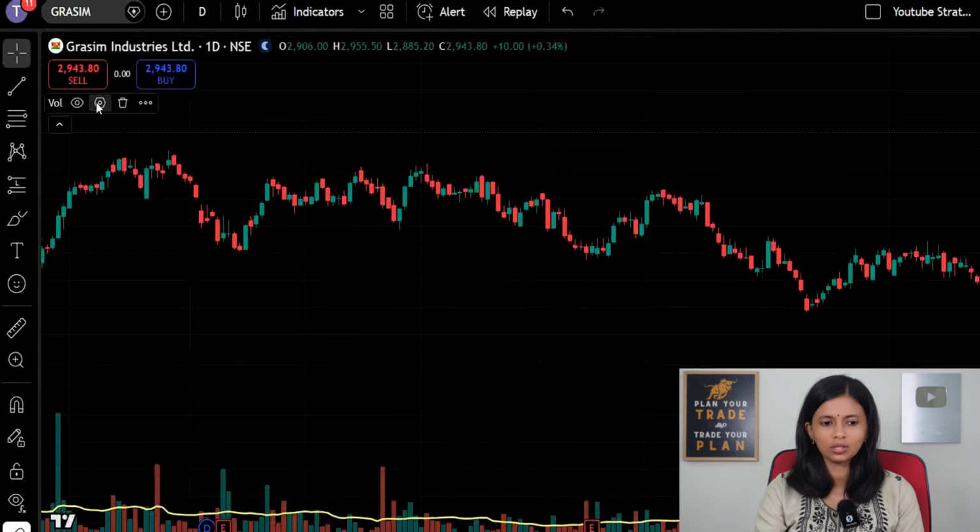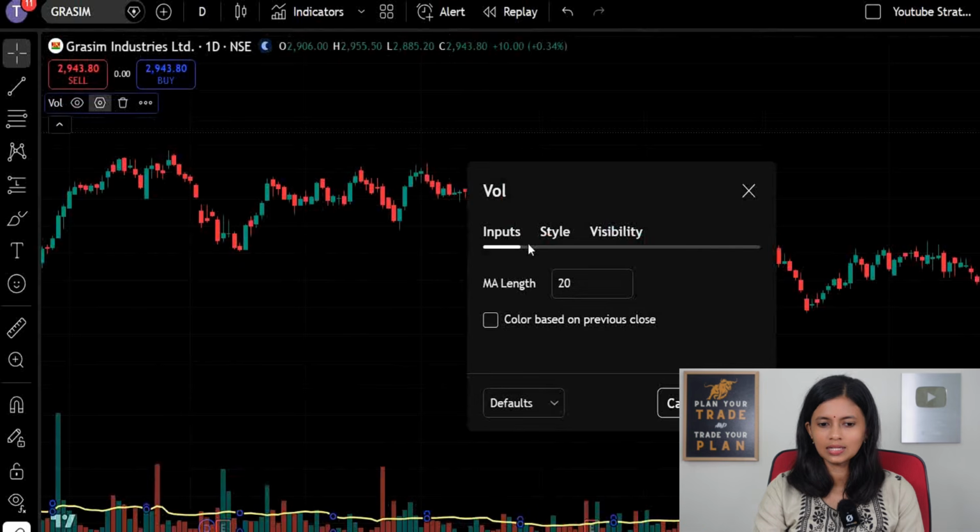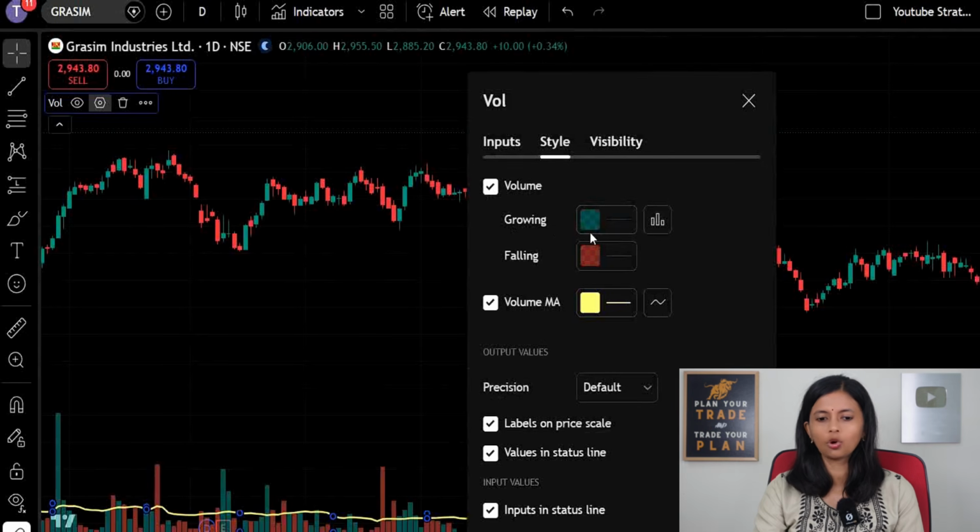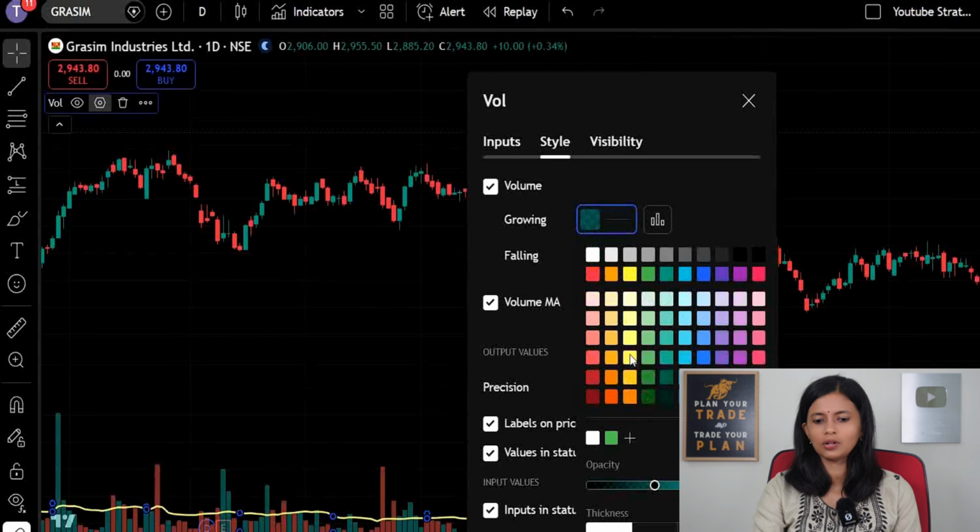If you just go to the settings over here, you can see under styles, it says growing and it is given in green color, and it says falling and it's given in red color. This is the default setting that is used. That doesn't mean you will have to use it based on the color of the candle. If you go by the color of these bars, actually not candles, then definitely you are going to misinterpret the chart. So here you can just go about and change the color also. That doesn't make any difference.